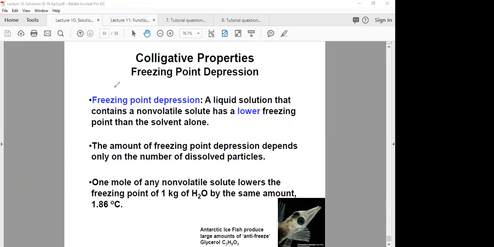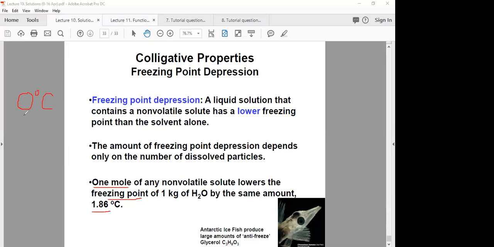Okay. Freezing point depression. So a liquid solution that contains a non-volatile solute will have a lower freezing point than the solvent alone. So let's say that we freeze water, just pure water. What is the temperature at which it freezes? 0 degrees Celsius. But if we place 1 mole of a non-volatile solute into that water, then the freezing point will actually decrease by 1.86 degrees Celsius.